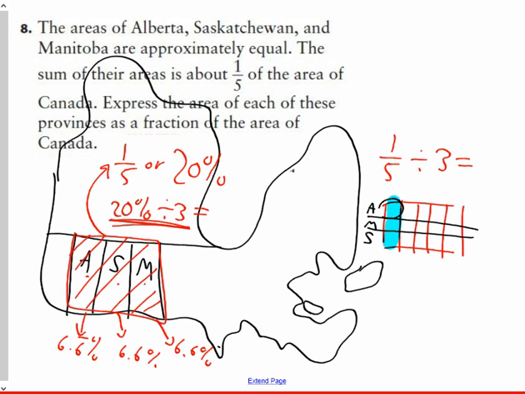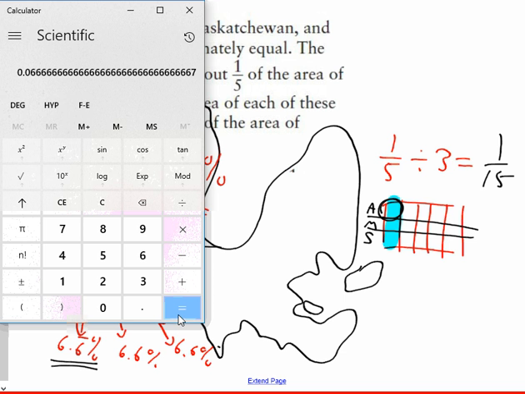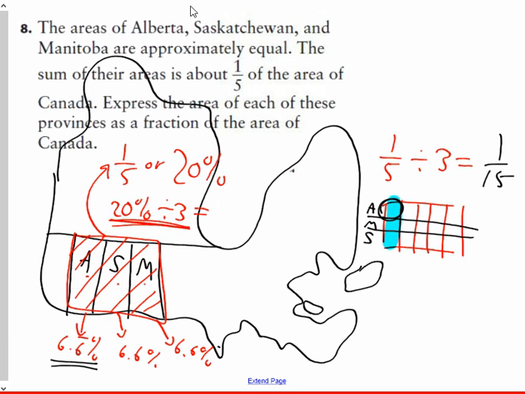What fraction of Canada's area is this one here? 1/15. Do you agree? 1/15. So 1/15 should roughly be 6.6%. So we'll just double check our work here. Take my calculator. 1 divided by 15 is 6.6 repeating percent. So we are right. 1/15. Each of these provinces is 1/15 the total area of Canada.